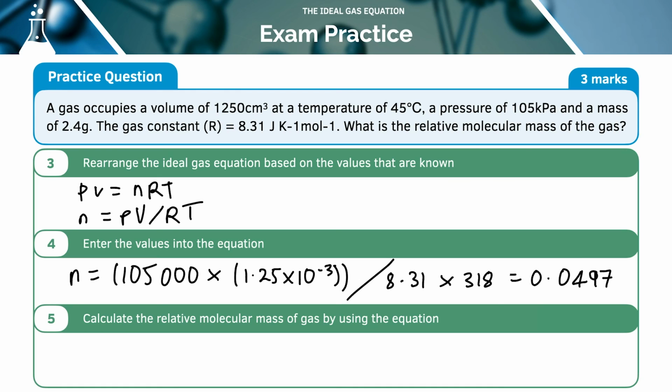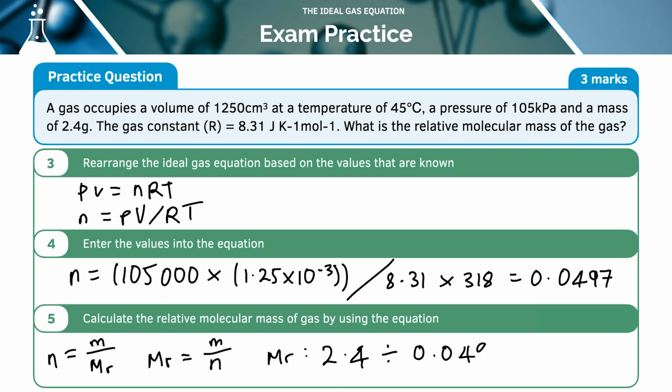And finally, calculate the relative molecular mass. So n, moles, equals mass over Mr. Now I've been asked to work out the Mr. So Mr is equal to mass over moles. So the Mr is going to be equal to my mass, which was given to me in the question, 2.4, divided by the number of moles that I calculated above, 0.0497. And that is 48.3 grams per mole, because that's the unit of Mr. And that is your answer.